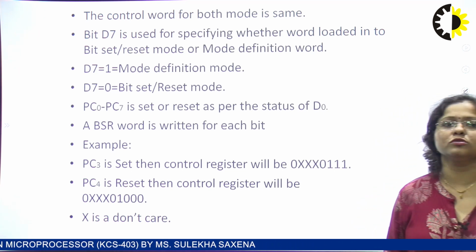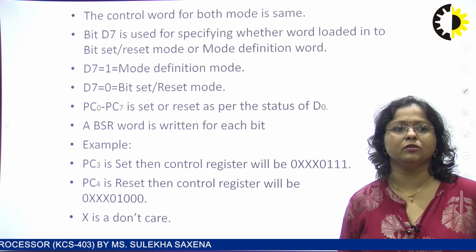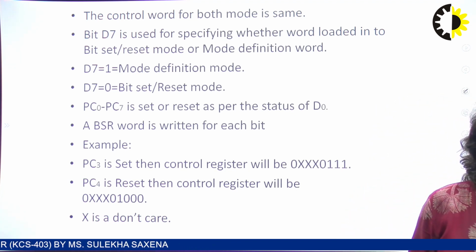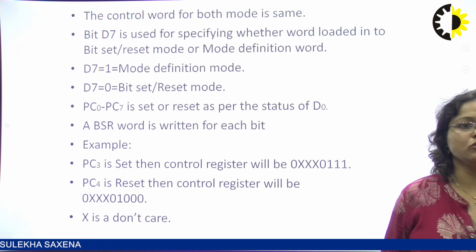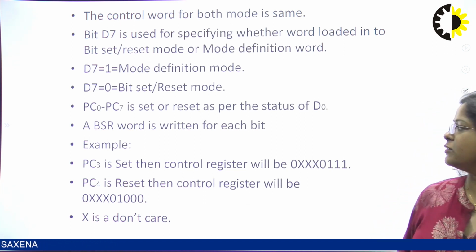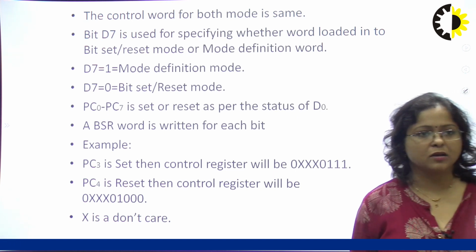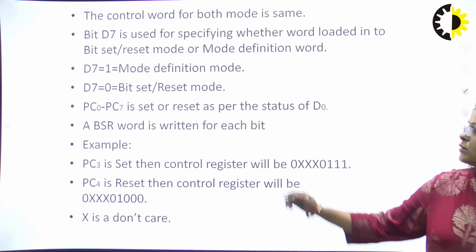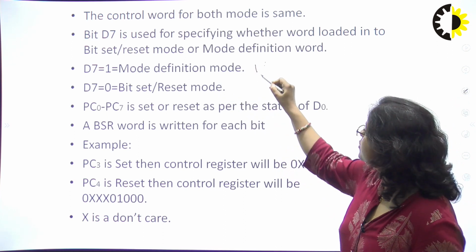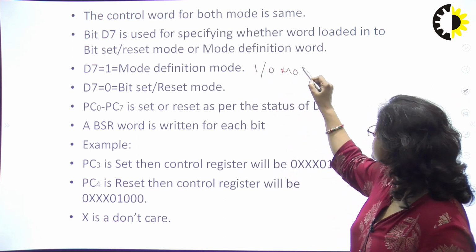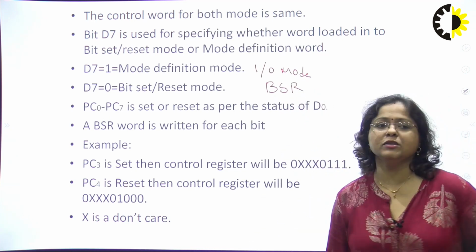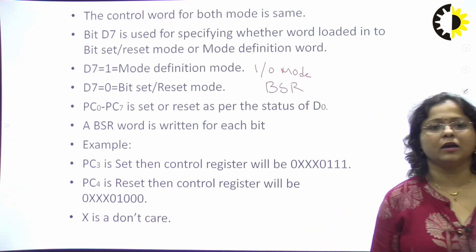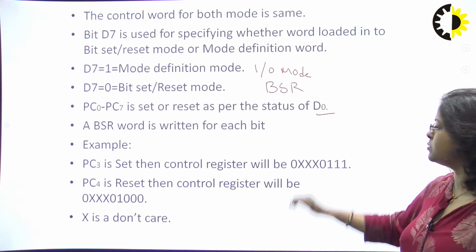D7 is used to specify whether the word loaded is in BSR mode or IO mode. When D7 is 1, it is in IO mode, otherwise it is in BSR mode. PC 0 to 7 is set or reset as per the value of D0.